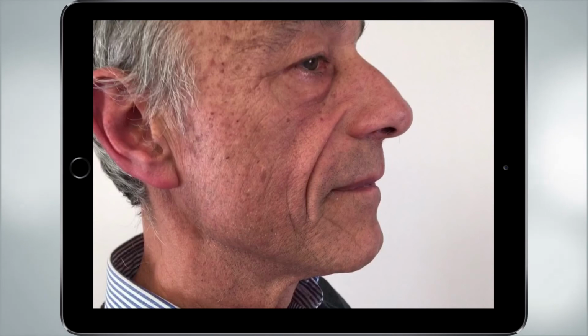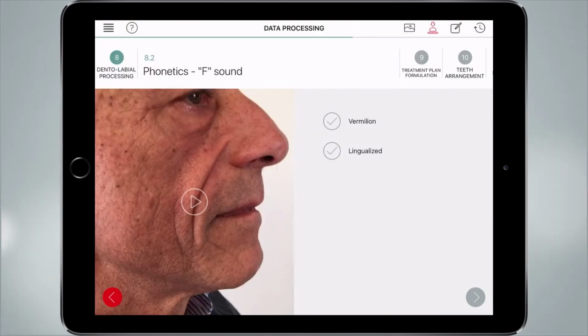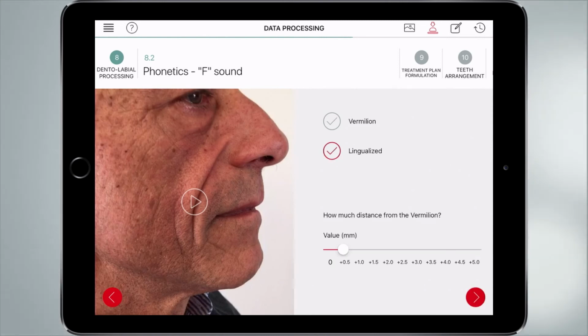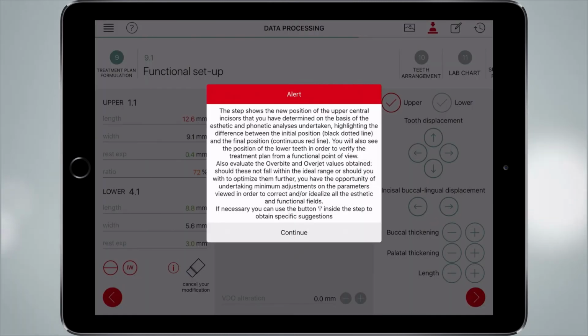The teeth are not touching the dry part of the lower lip. It is internally positioned, it is lingualized about a couple of millimeters more or less. So we know that just in case we need it prosthetically, we can go more frontally or more backward with this incisal edge. So from the step 8.2, we go ahead and we arrive at the step 9.1.